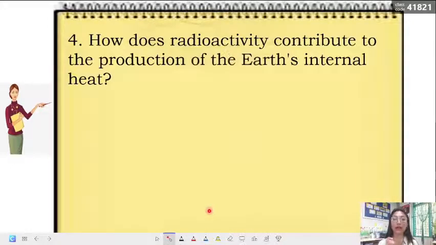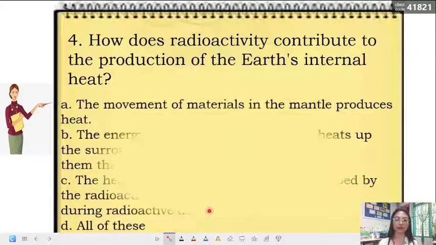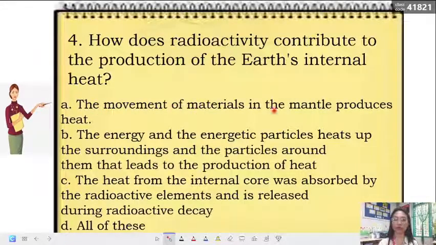Number 4. How does radioactivity contribute to the production of the Earth's internal heat? Is it A. The movement of materials in the mantle produces heat? Or B. The energetic particles heat up the surroundings and the particles around them that leads to the production of heat? Or letter C. The heat from the internal core was absorbed by the radioactive elements and is released during the radioactive decay? Or letter D. All of this.